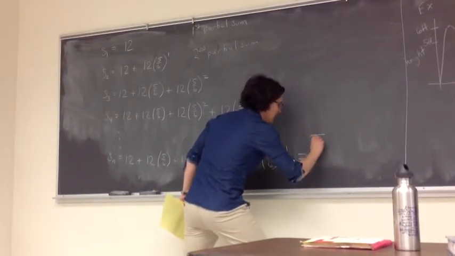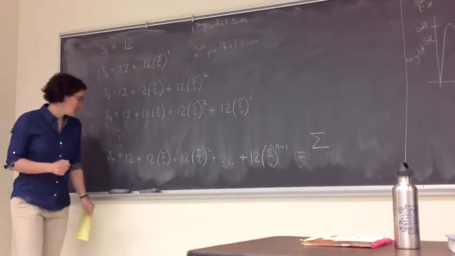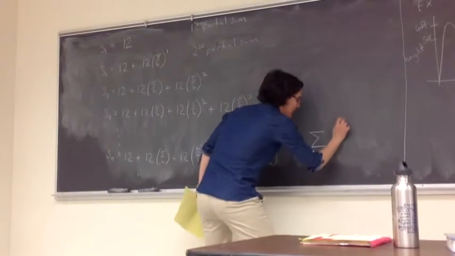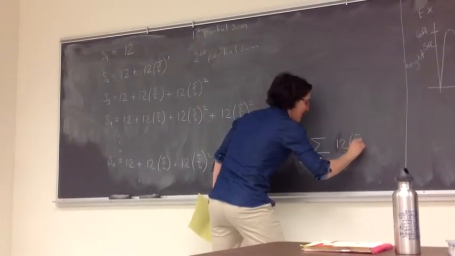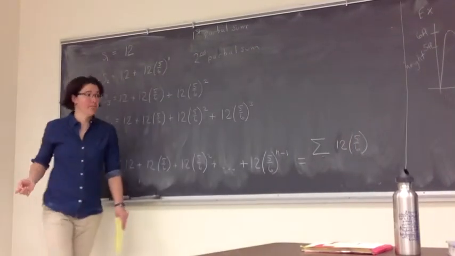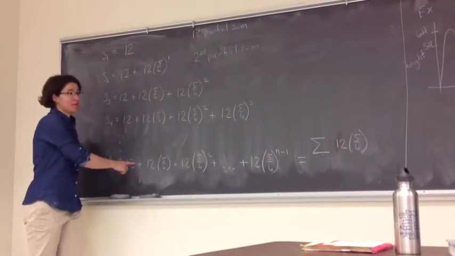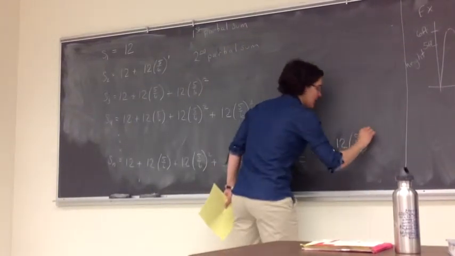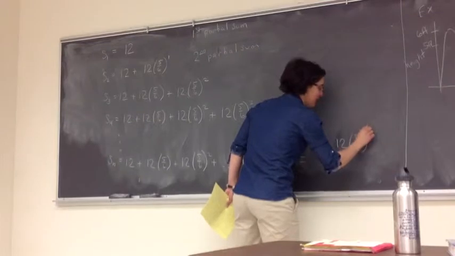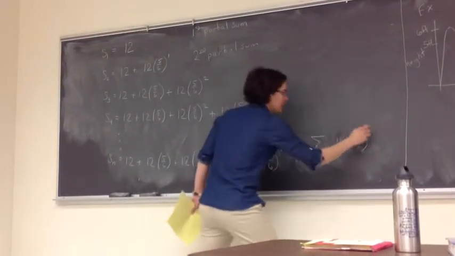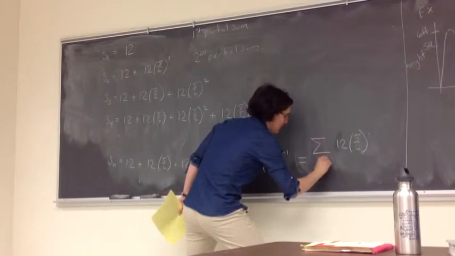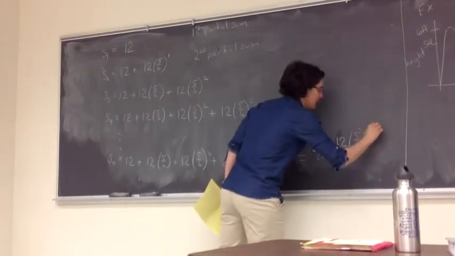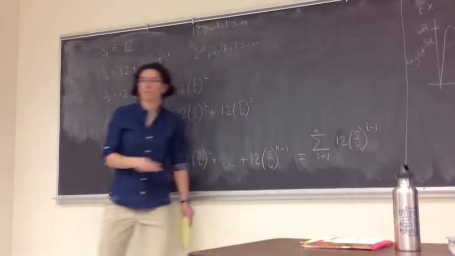And so we can write in shorthand the sum, so we're looking at 12 times 5/6 raised to some power for each term. The first one, 5/6, is raised to the 0, and the last one, 5/6, is raised to the n minus 1. Actually, let me take that back. Our i value will go from 1 up to n, and our power will be i minus 1.